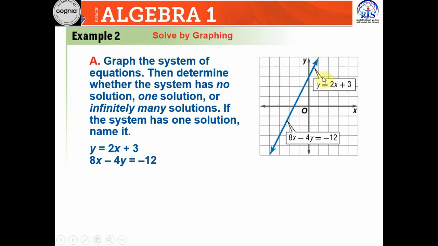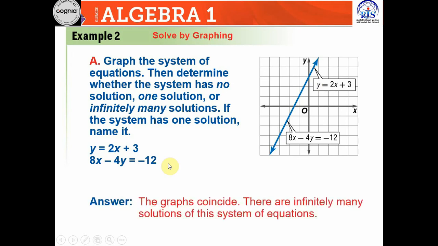You see? Here the graph. y equals x plus 3, and here 8x minus 4y equals negative 12. After I make it in slope-intercept form, I get the same y equals x plus 3. This means we have infinite number of solutions, which means the graphs coincide. Coincide means the two lines are over each other.